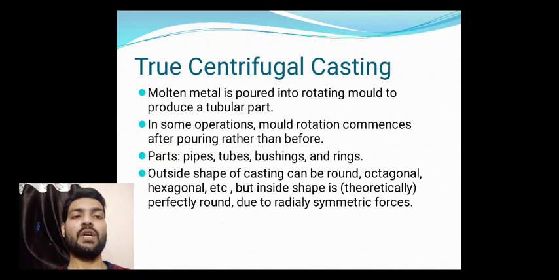True centrifugal casting. In true centrifugal casting, the axis of casting coincides with the axis of rotation. A core is not required in true centrifugal casting for the hollow cavity. Molten metal is poured into a rotating mold to produce a tubular part. In some operations, mold rotation commences after pouring rather than before. Pipes, tubes, bushings and rings are formed with the help of true centrifugal casting.